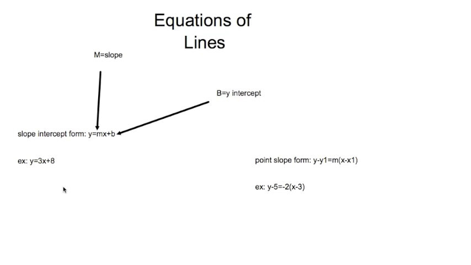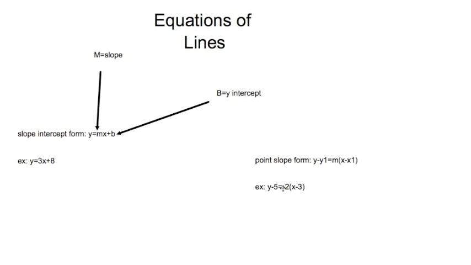Next is equations of lines. There are two types of forms of equations of lines. There's slope-intercept form, and then there's point-slope form. In this case, m is equal to slope, and b is equal to the y-intercept. In slope-intercept form, you write it like y = mx + b. An example would be y = 3x + 8, where 3 is the slope and 8 is the y-intercept. Point-slope form is y − y1 = m(x − x1).